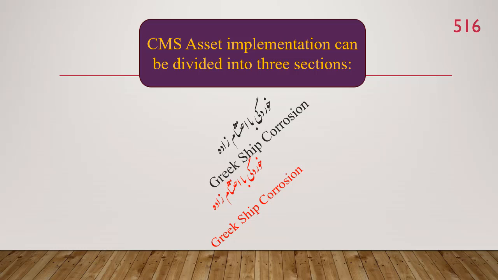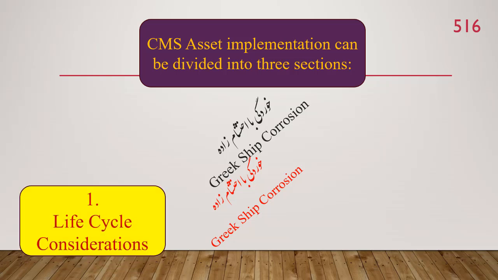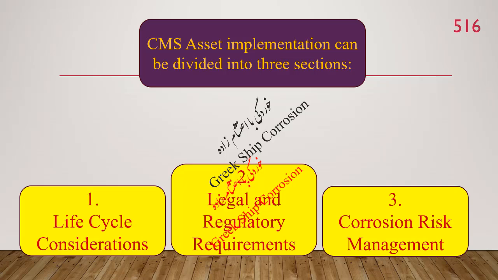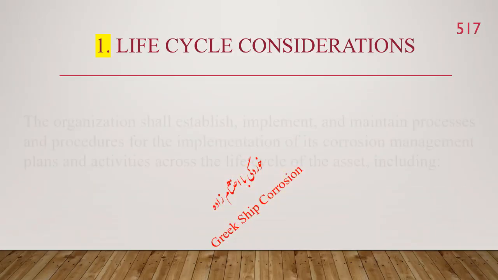CMS asset implementation can be divided into three sections. 1. Life cycle considerations. 2. Legal and regulatory requirements. 3. Corrosion risk management.